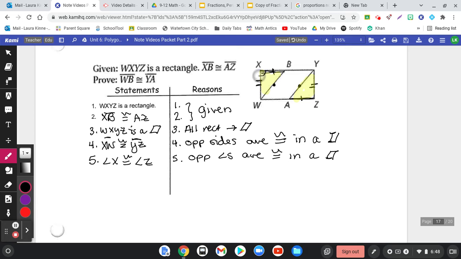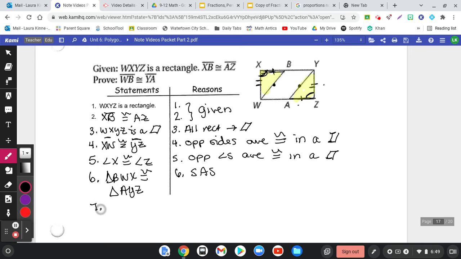So now we've shown that angle X is congruent to angle Z. I mean, you could have gone further and said that they were right angles and all right angles are congruent, but you don't need to do that. Now, if you look, we have side, angle, side. So we can say triangle BWX is congruent to triangle, since I started at B, it's going to be AYZ. And the reason, side angle side.